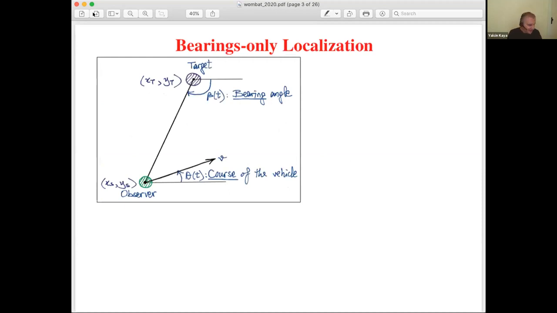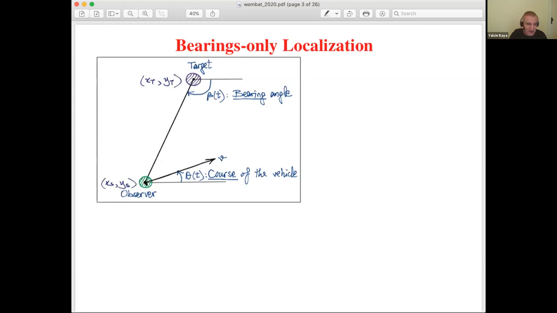So here is a picture of what I've described. There's a target here which might be emitting signals. You may think of a search and rescue operation. There's an observer. This observer can be a ship on the sea, or a vehicle on land, or a drone in the air. So this is a two-dimensional problem.